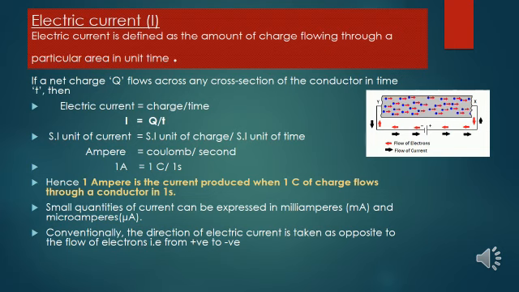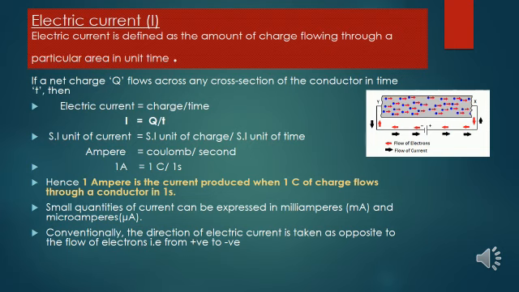If a net charge Q flows through any cross-section of the conductor in time t, then electric current can be calculated using the equation electric current I is equal to Q by T, where Q stands for charge and T stands for time. Hence, the SI unit of electric current is found by knowing the SI units of charge and time. Hence, coulomb per second becomes the SI unit of electric current, that is ampere. So 1 ampere is the current produced when 1 coulomb of charge flows through a conductor in 1 second.